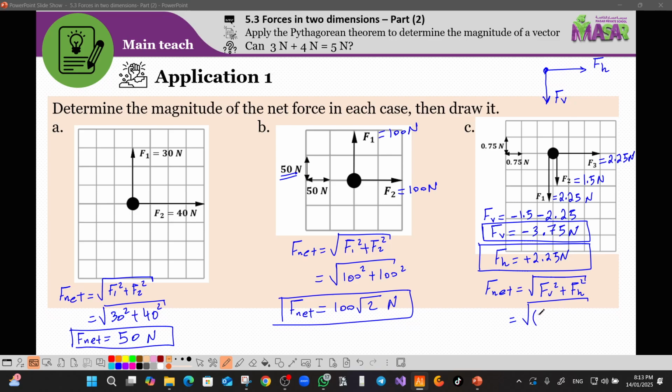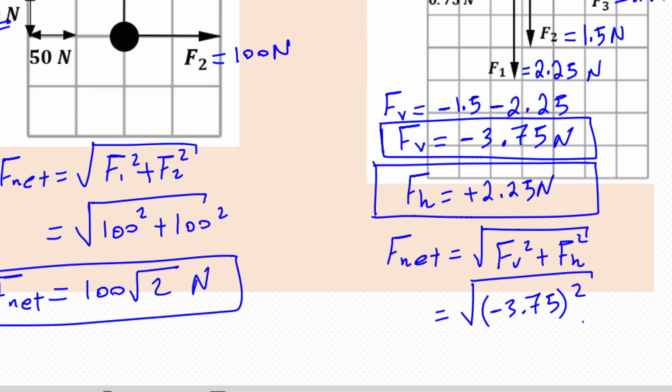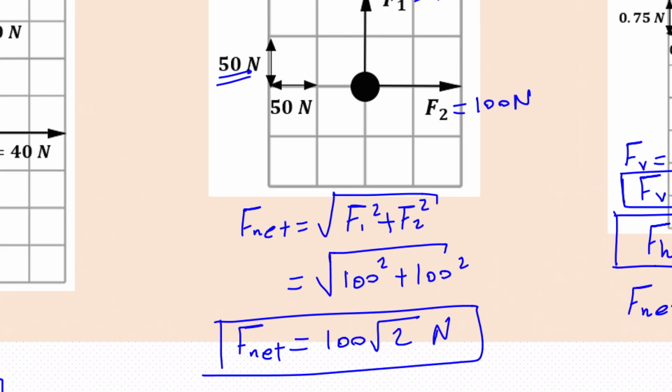So Fv is minus 3.75, and I want to grab your attention that whenever we want to square the force or the vector in the Pythagorean sum, we should always use a bracket to include the minus. Whenever we have a minus, we should put the minus inside the bracket to apply the square for the number, the magnitude, and the direction.